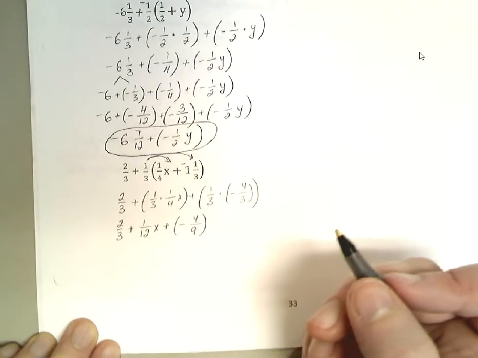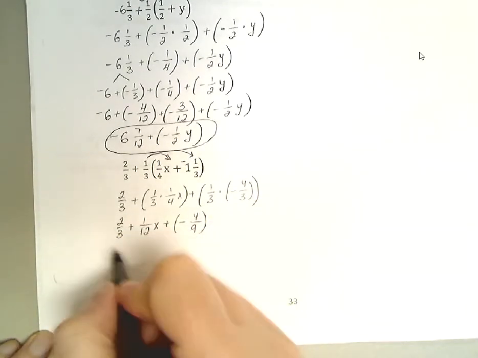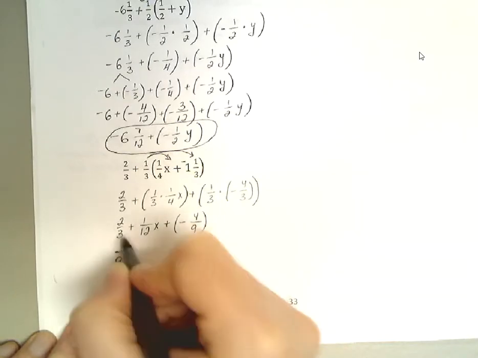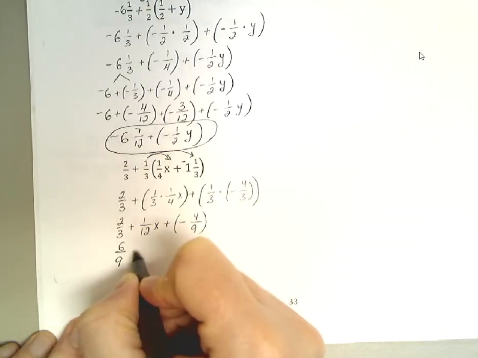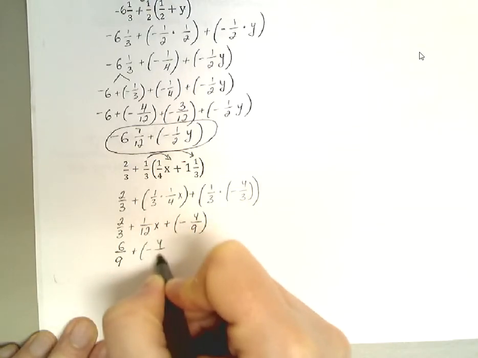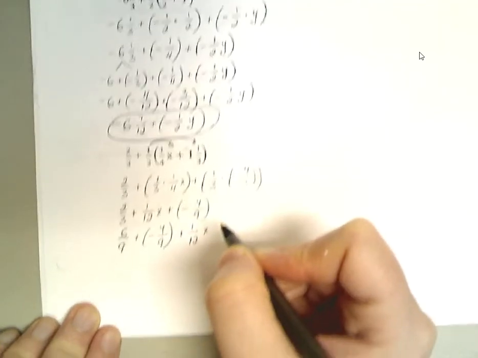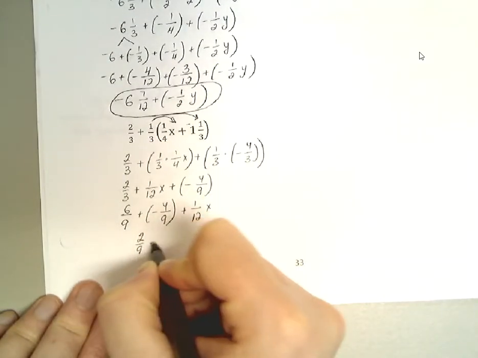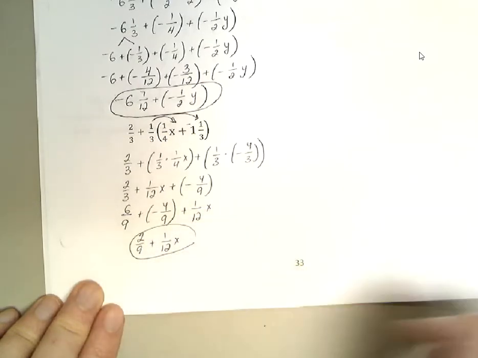Okay, again I have two like terms that I can combine. The common denominator is going to be 9 in this case. 3 times 3 is 9, 2 times 3 is 6, plus negative 4/9, that doesn't change because it's already 9s, plus 1/12 x. 6 plus negative 4 is going to be 2/9, plus 1/12 x is my final answer.